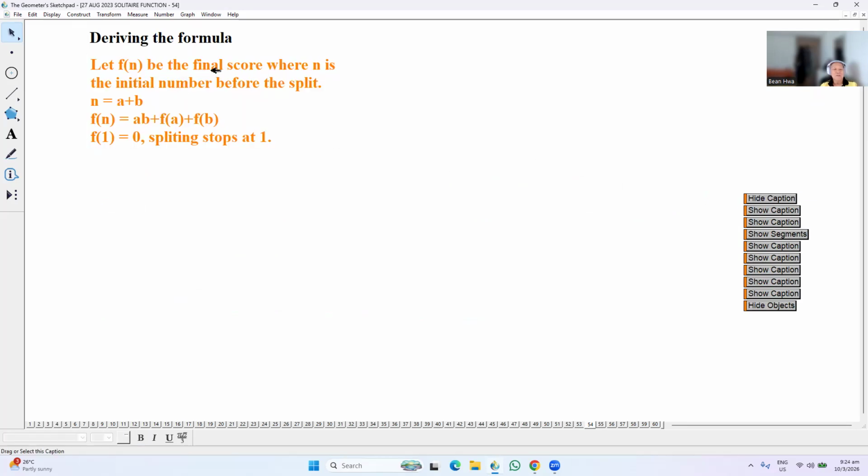Let Fn be the final score when n is the initial number before the split. So n is the initial number and split into a plus b. Then we calculate the score a times b. Then we have a and b to split. So we have Fa and Fb be the score due to the a and b as the initial number in the split. F of 1 is 0 because splitting stops at 1. No more score.